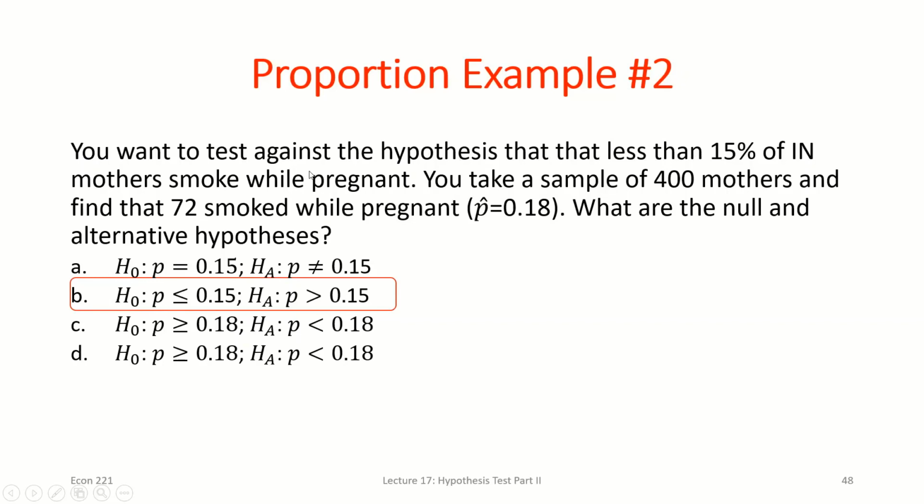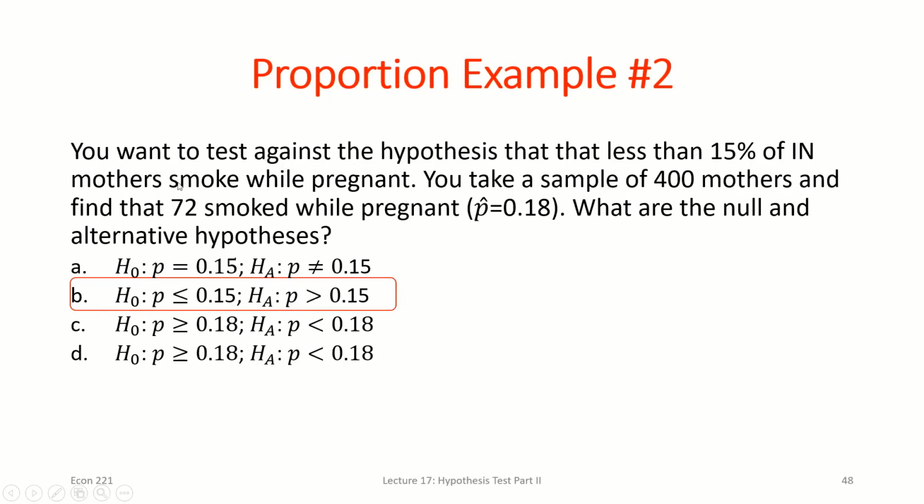Up to this point, I've always set these up as what you want to test for. What you want to test for is the alternative. What you want to test against is the null. So here, if I state what I want to test against, then my null is that it's less than or equal to 15%. My null here is that the population proportion is less than or equal to 15%, because that's what I'm testing against.